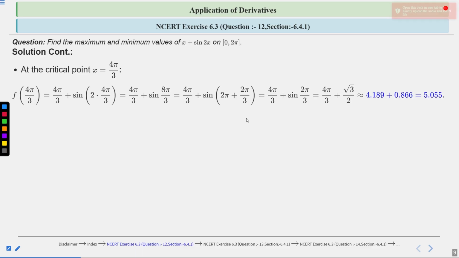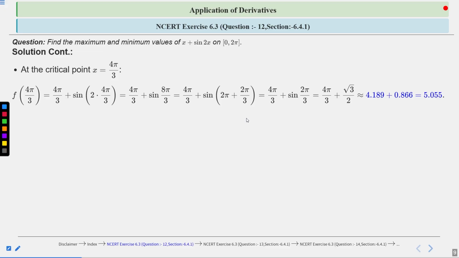Now at the critical point x equal to 4 pi by 3, f of 4 pi by 3 will be equal to 4 pi by 3 plus sine of 2 into 4 pi by 3, which is 4 pi by 3 plus sine 8 pi by 3, which equals 4 pi by 3 plus sine (2 pi plus 2 pi by 3), which is equal to 4 pi by 3 plus sine 2 pi by 3, which is 4 pi by 3 plus root 3 by 2.